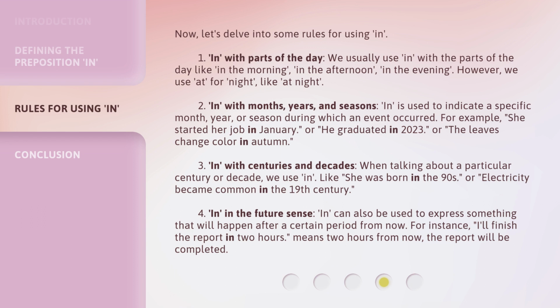For example, she started her job in January. Or, he graduated in 2023. Or, the leaves change color in autumn. 3. In, with centuries and decades. When talking about a particular century or decade, we use in. Like, she was born in the 90s. Or, electricity became common in the 19th century.